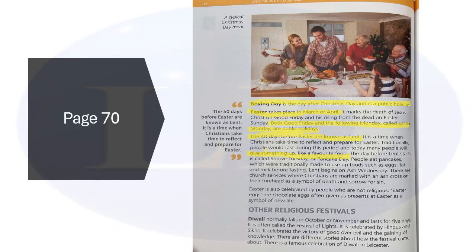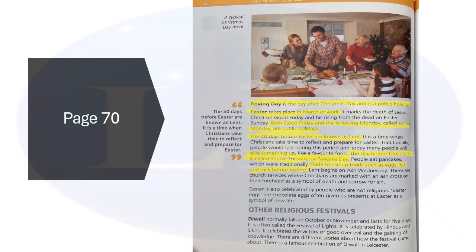The day before Lent starts is called Shrove Tuesday. Now, important information. The day before Lent starts is called Shrove Tuesday or Pancake Day. People eat pancakes, which are traditionally made to use up food such as eggs, fat, and milk before fasting. Now I tell you that most of the time the question is about what the pancakes are made of. So you will have eggs, fat, and milk before fasting. These are the three ingredients, so you will have to choose these three.